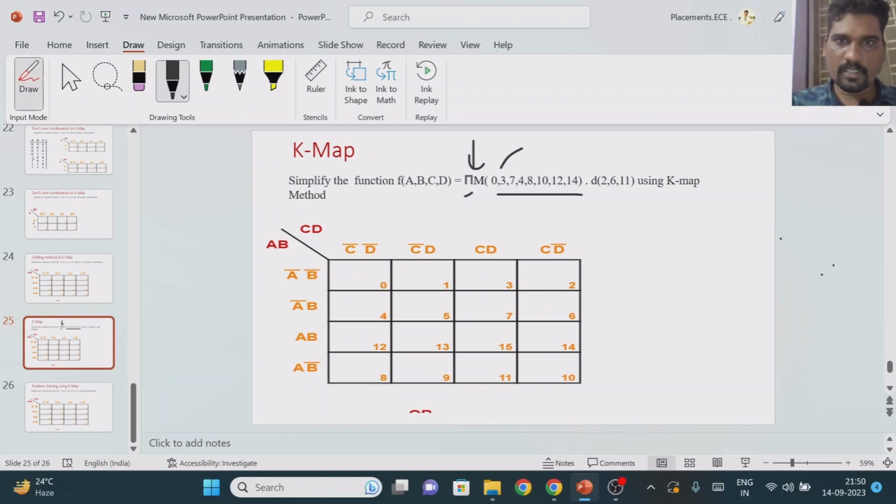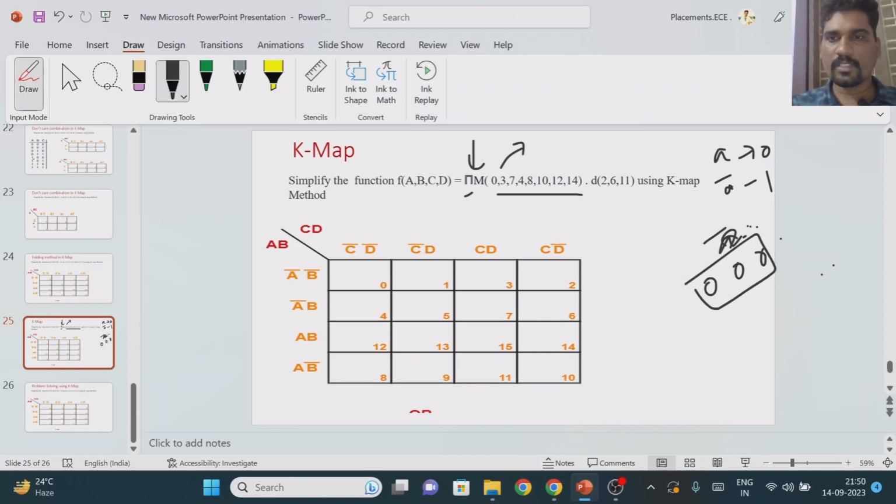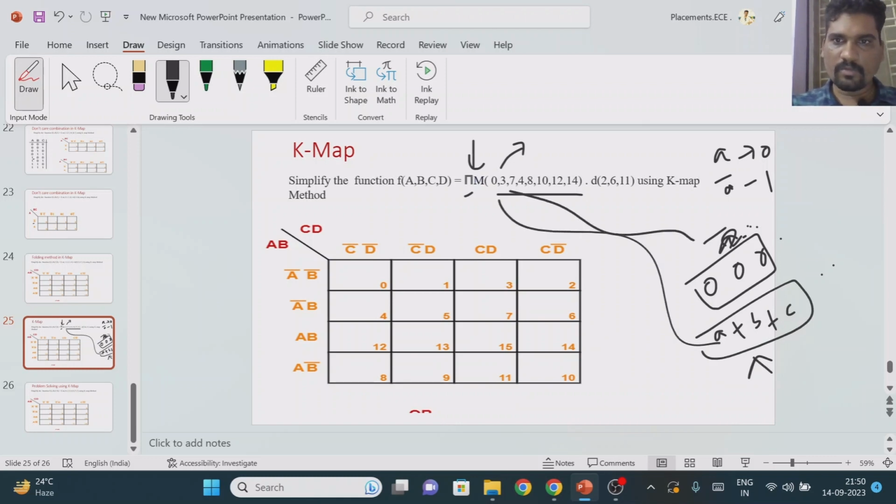For example, if you take 0, what is the value of 0 in POS? A means what we have to write? We need to write 0. A bar means we need to write 1. So what is the meaning of this one? A bar plus, right? 0 means the value is 0, 0, 0. So 0, 0, 0 means what is the answer? A plus B plus C. If you observe this, these all are the sum terms. It means 0 is a sum term, then 3 also will be a sum term, 4 will be a sum term, like that.